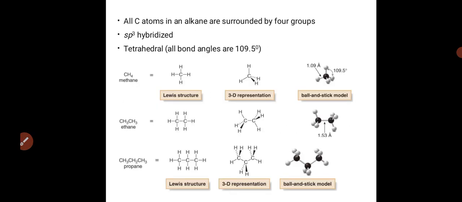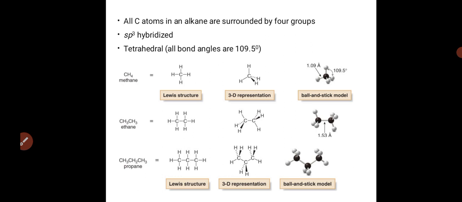Then all carbon atoms in an alkane are surrounded by four groups. Remember I did this last time. Then they are sp3 hybridized, and at the same time they have a tetrahedral structure with a bond angle of 109.5 degrees. So always remember alkanes with these features. There are three features: they are surrounded by four groups, they are sp3 hybridized, and they are tetrahedral.